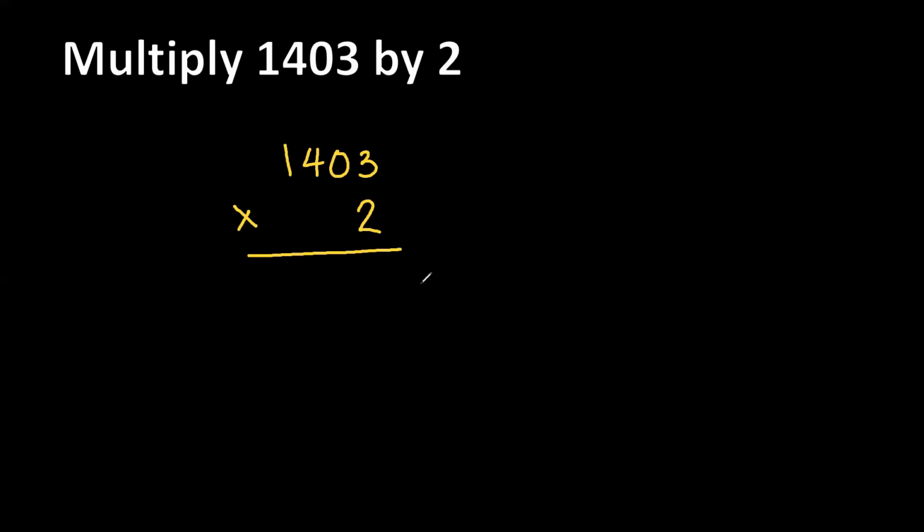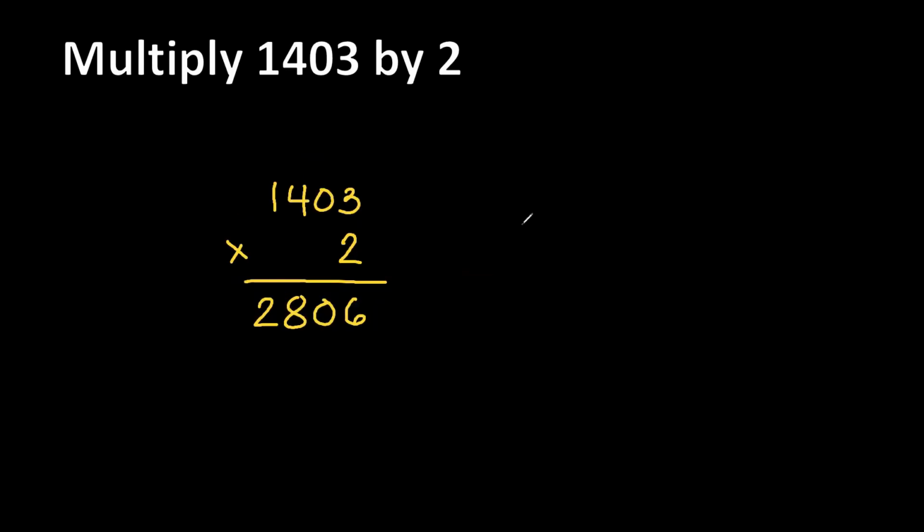Okay, now the next thing we're going to do is multiply it one by one each digit, starting from the ones place. So 3 times 2 is equal to 6. Then 0 times 2 is equal to 0. Next, 4 times 2 is equal to 8. And 1 times 2 is equal to 2. So the answer here is 2,806.